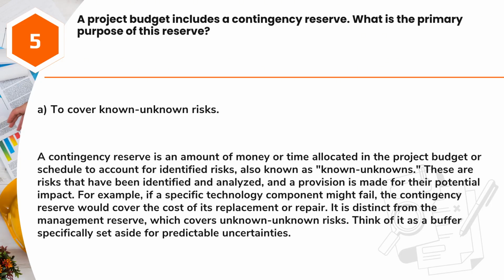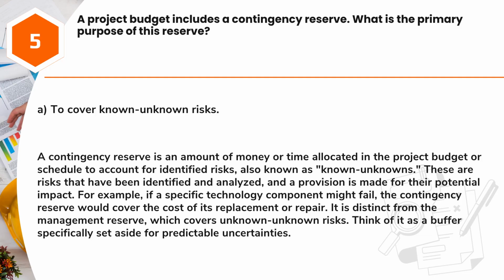Answer: A. To cover known unknown risks. A contingency reserve is an amount of money or time allocated in the project budget or schedule to account for identified risks, also known as known unknowns. These are risks that have been identified and analyzed, and a provision is made for their potential impact.